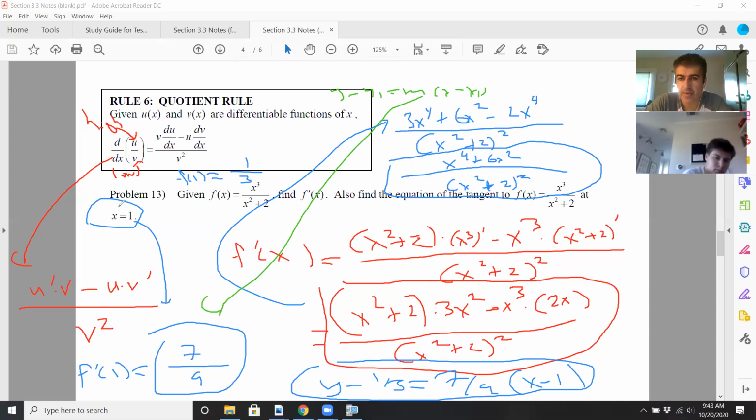So I plug 1 into my derivative. That's the slope. And then x1, of course, is 1. And y1, just plug 1 into the original function. The y value associated with x equals 1 is 1/3. So that's that one.